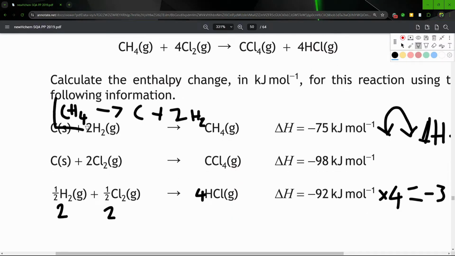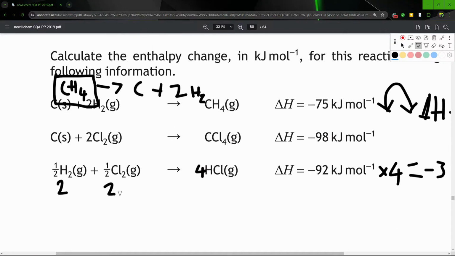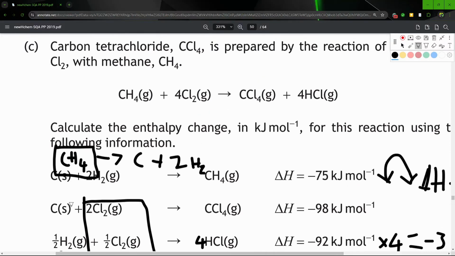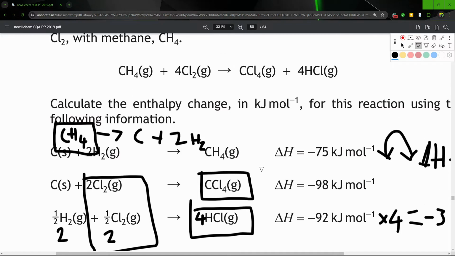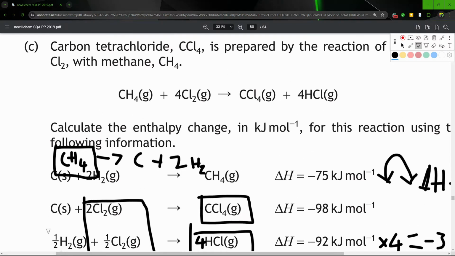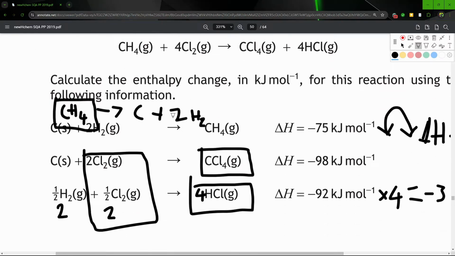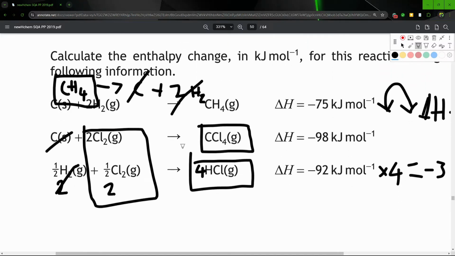So CH4, that's good. That's what we want on that side. And then let's see if we can find 4Cl. Well, that's 2 there, 2 there. So I think that's 4 if we add them together on the left side. Then on the right, we've got CCl4 and 4HCl. Now, does everything else cancel out? Well, this is 2 hydrogen over here, so this gets cancelled out by those two, and then C gets cancelled out by that. So yeah, this all makes sense.